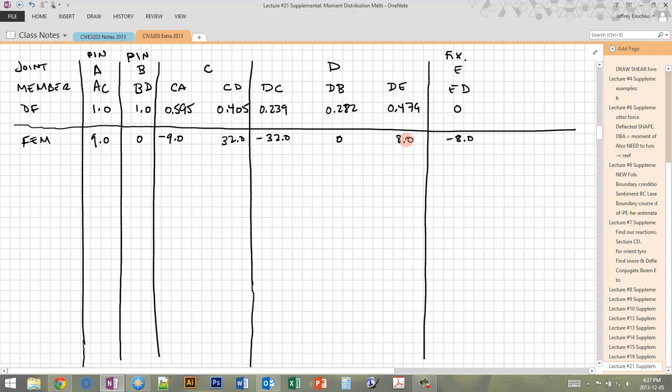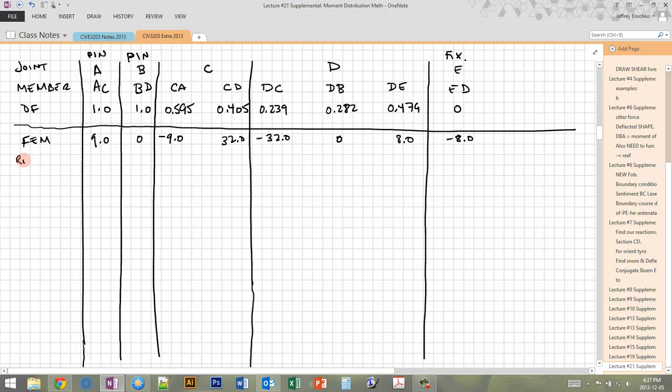Now, our method here is that we're going to go through each joint. We're going to release the joint, put it in equilibrium by causing the sum of the moments to be equal to 0. We're going to distribute that moment according to the distribution factors, and then we have to do our carryovers before we move to the next joint.